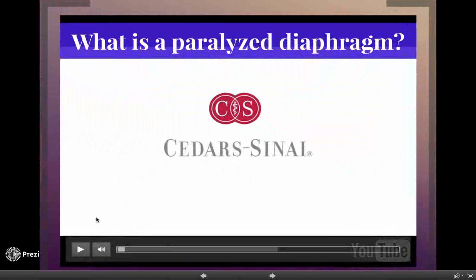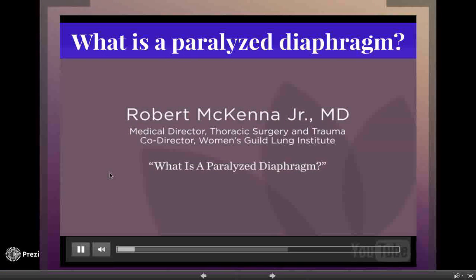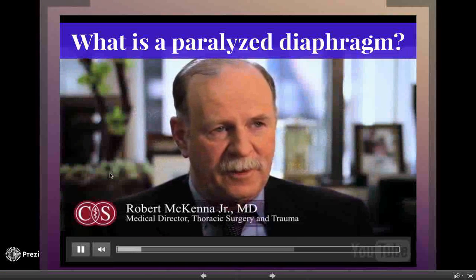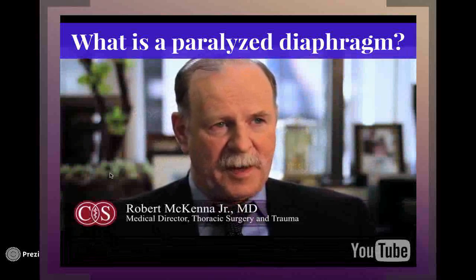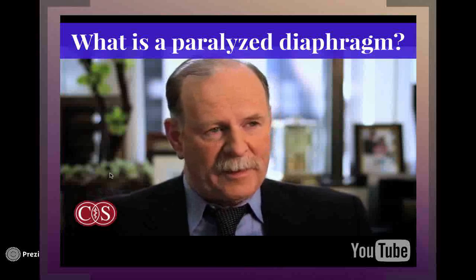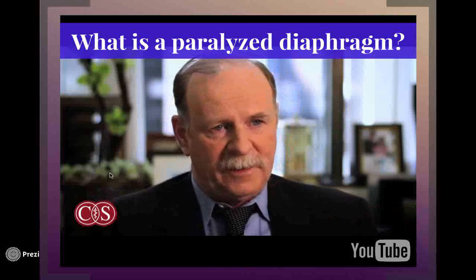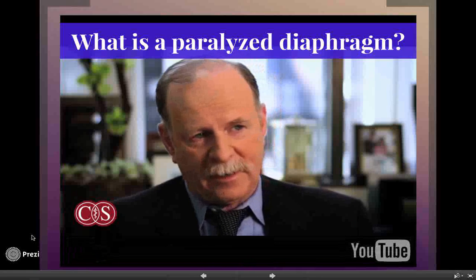What is a paralyzed diaphragm? We breathe with two functions. One is that the chest wall expands. Secondly, the diaphragm contracts and pulls down in the chest. Both methods get the lung larger and pull air into the lung. That's how we breathe. That's how we get oxygen into the bloodstream.